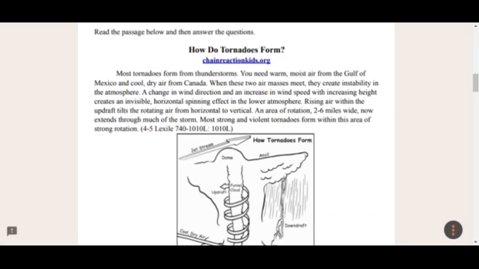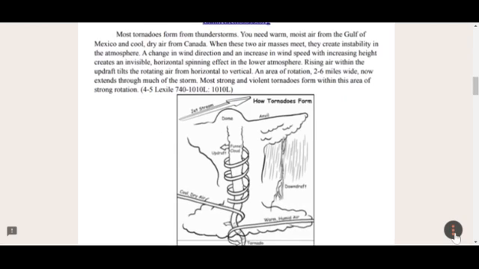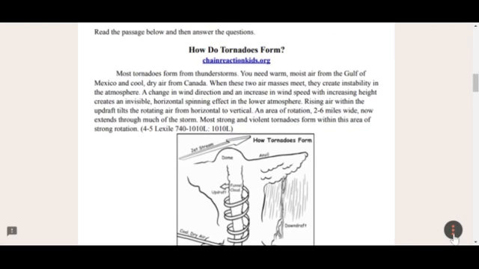Read or listen to the passage below and then answer the questions. How do tornadoes form? This can be found on chainreactionkids.org.